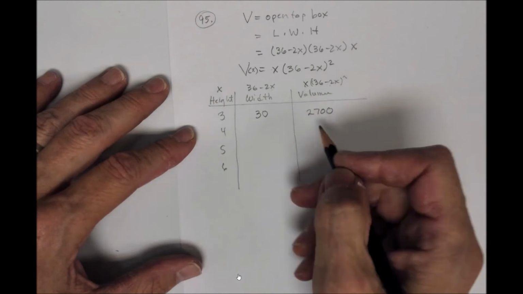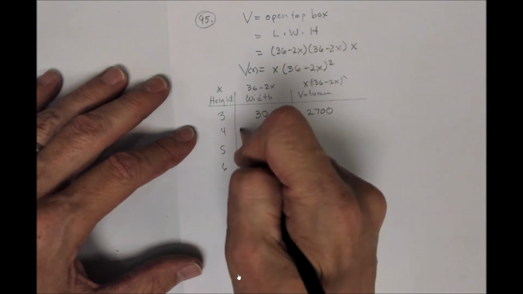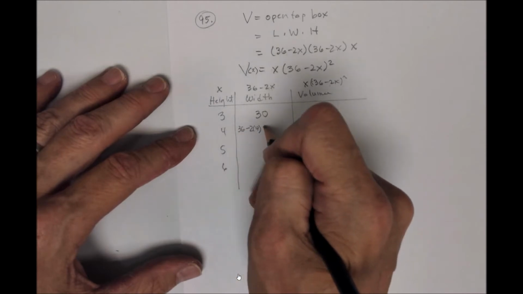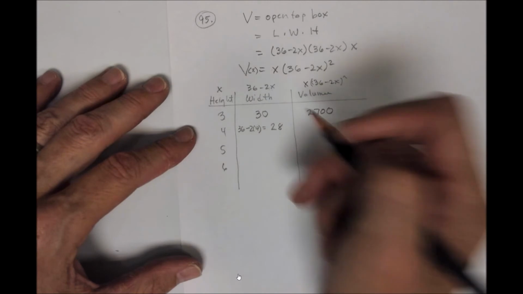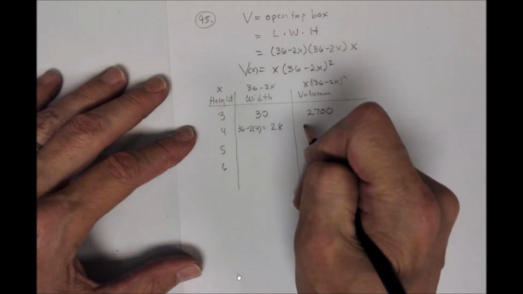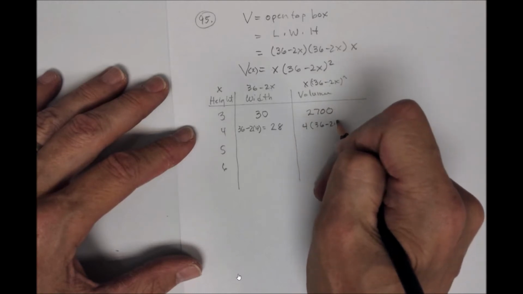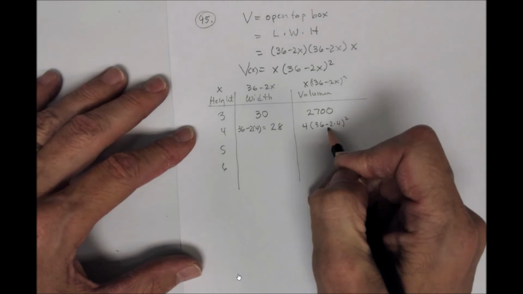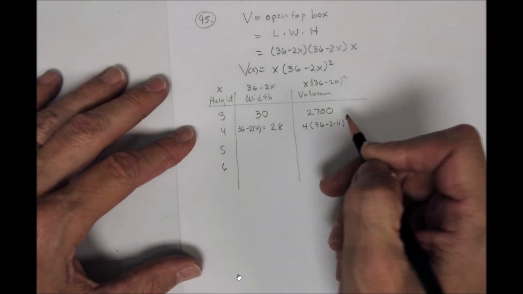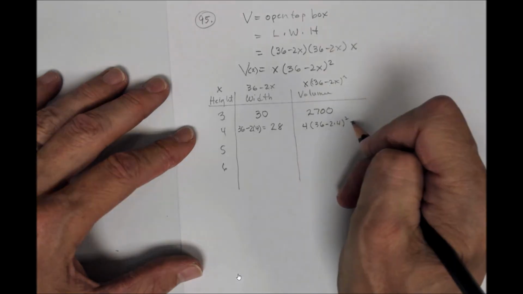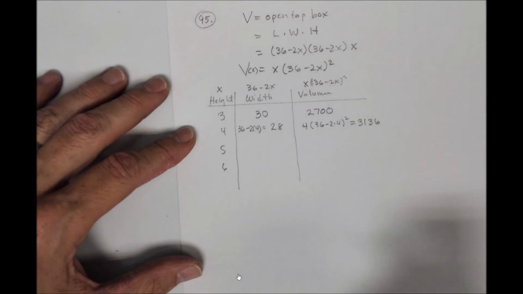Then I plug 4 in. Now, I'm not actually showing you the work. They probably want you to do that. So if I put 4 in here, this would be 36 minus 2 times 4. That's 36 minus 8. That's 28. And then the volume would be 4 times 36 minus 2 times 4 squared. So that's 4 times 28 squared. Let me grab my calculator here. 28 squared times 4. I get 3136. Okay, got a bigger volume this time.